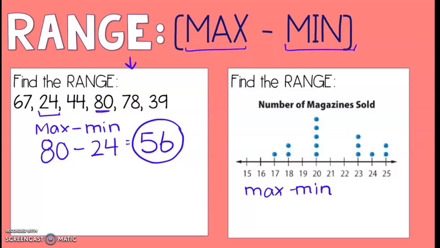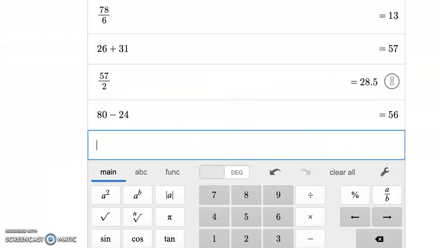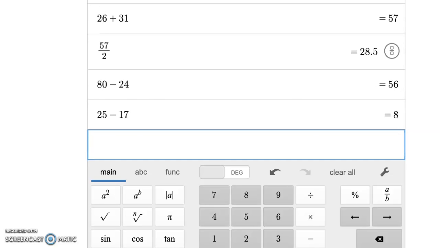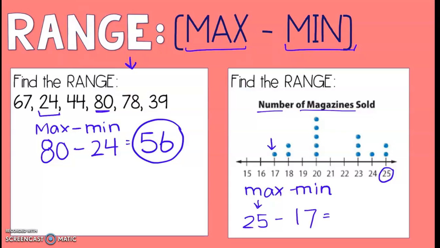Okay. Our maximum number of magazines sold, the most magazines that anybody sold, was a 25. And the minimum amount of magazines that anybody sold was 17. Okay. To find the range, all we have to do is subtract those. And again, we can use that calculator. We have our 25 minus our 17, and so we get the range is 8. Okay, and this is the type of work we would want to see on your papers as you're doing these types of questions, just that subtraction problem, maximum minus minimum.